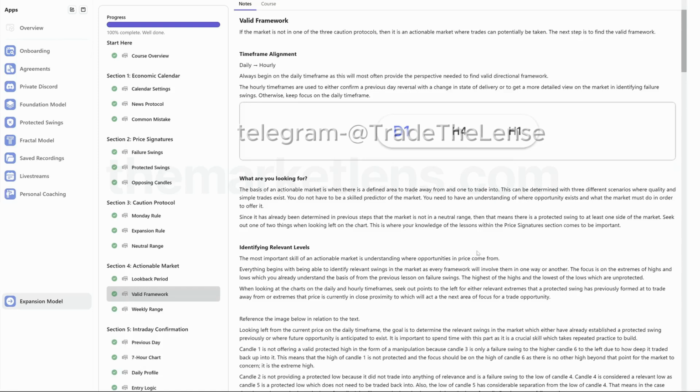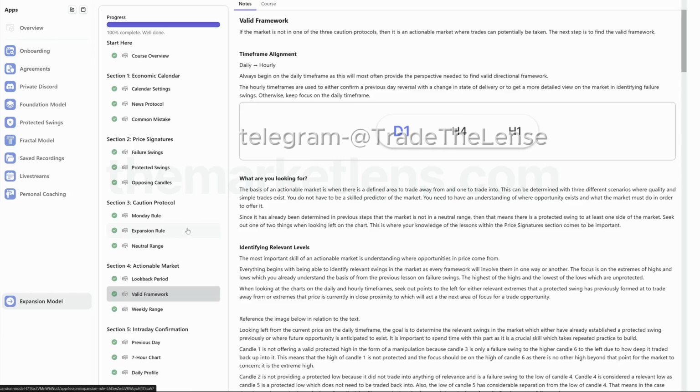So an actionable market is pretty much taking the valid framework and taking price delivery and making it more simple, where this covers expansion. You're already applying expansions. You're already applying consolidations, those two protocols, without even realizing it if you follow these two things. And then the only thing left outside of that is reversal or retracement.